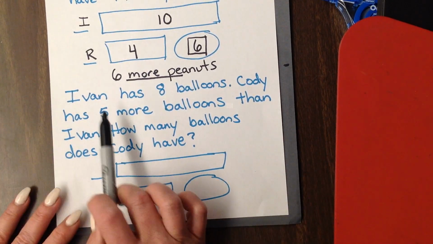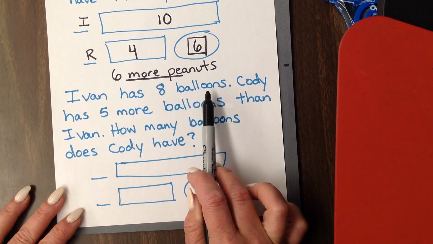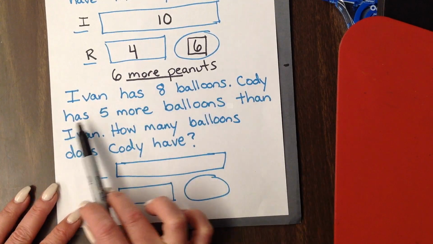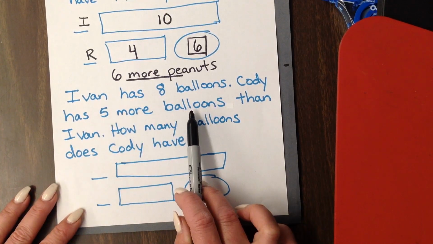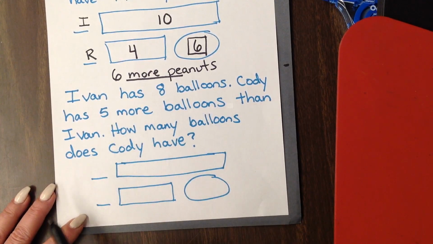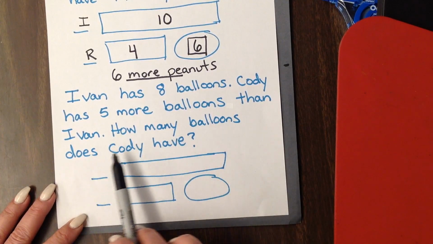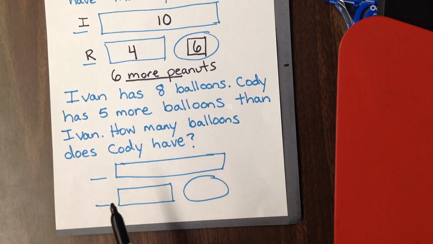Okay. Ivan has 8 balloons. Cody has 5 more balloons than Ivan. How many balloons does Cody have?